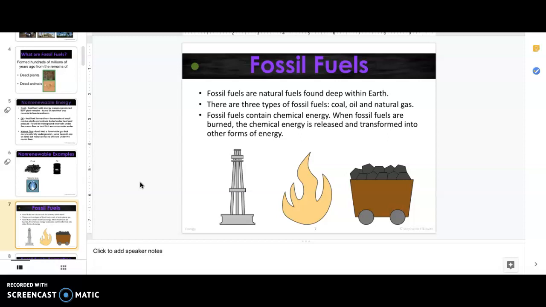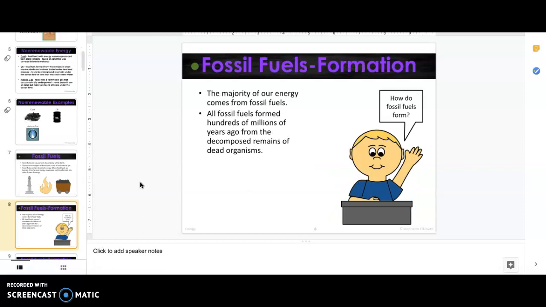They're burned for chemical energy, which can release pollutants into the atmosphere, causing things such as the acid rain that we've discussed in the last few days. We're going to look at how they're formed now.